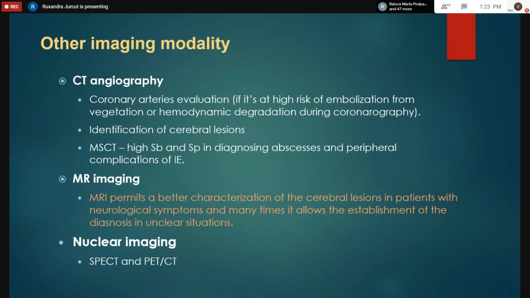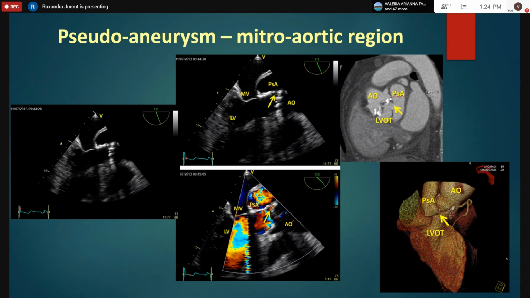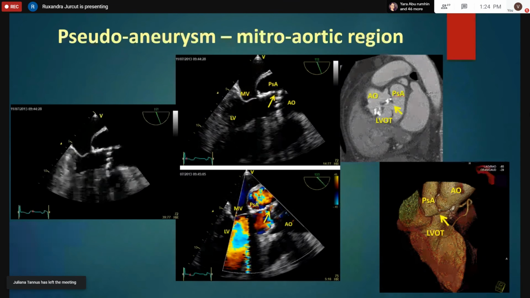And now I was here. I was telling you that CT angiography, we don't use it to see the vegetations. We use it either to see the coronary arteries, and we will learn about it in the imaging modalities lecture later in your stage. But also we can use it to see abscesses or pseudoaneurysms, and I will show you some images. For example, this, I hope you now see this slide with the pseudoaneurysm.